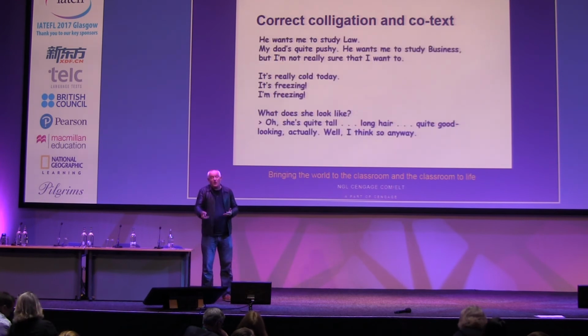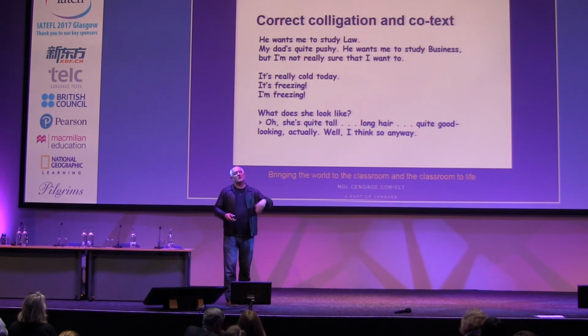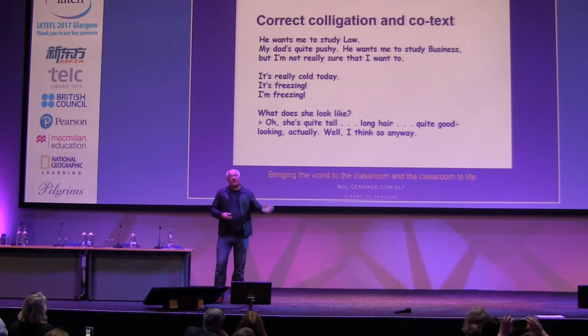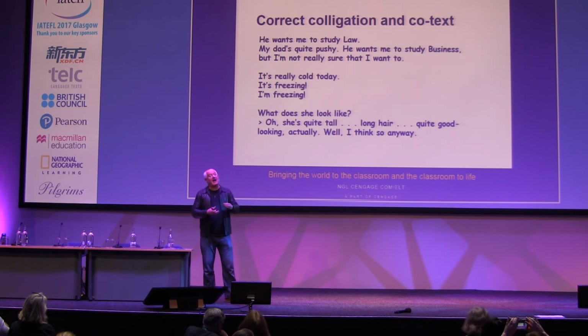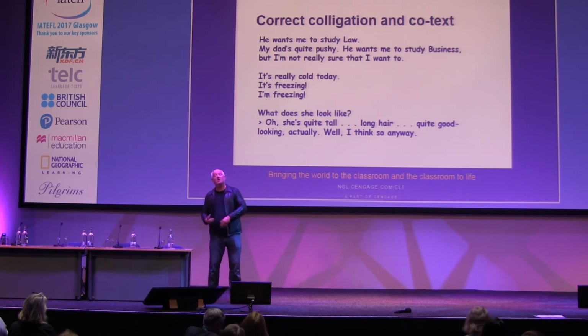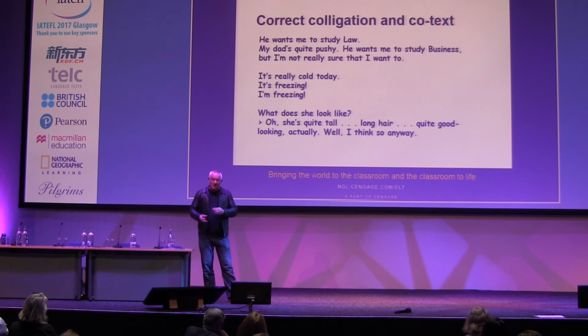In the same way, my Polish student who produces things like, he wants that I study law, you need to correct the basic micro-grammar of that utterance. My dad wants me to study law. And then maybe you need to draw their attention to a couple of extra parallel examples, maybe with some added context, some added language around the language that you're looking at. So you start to look at things like, my dad's quite pushy, he wants me to study business, but I'm not really sure that I want to. It's really cold today, it's freezing, I'm freezing.